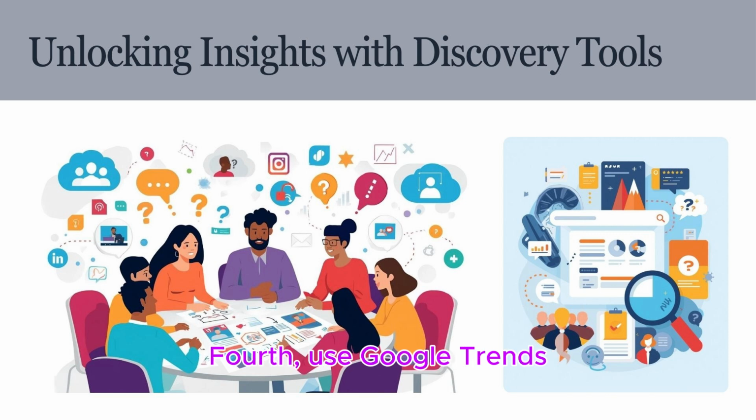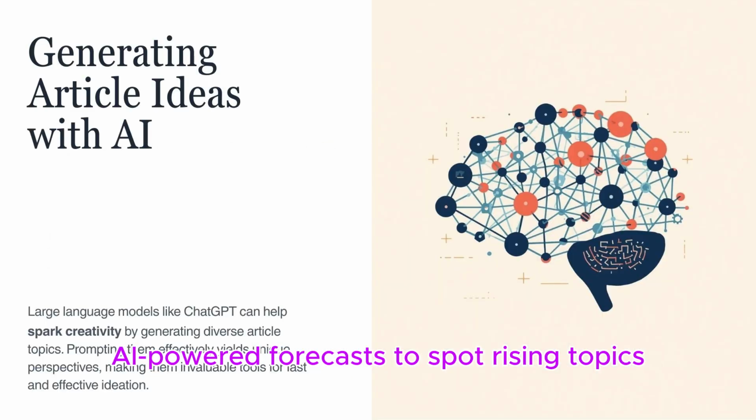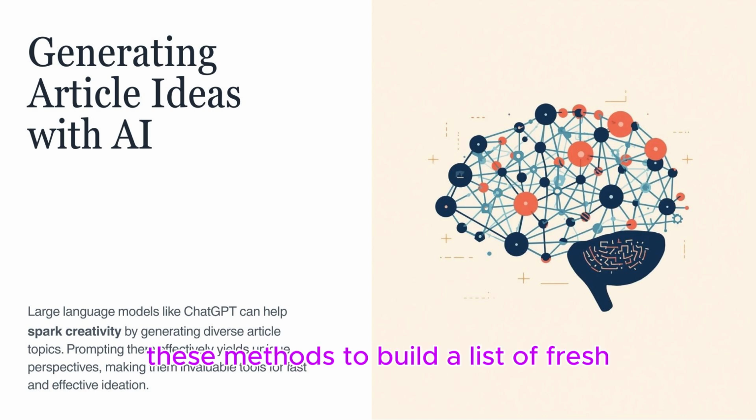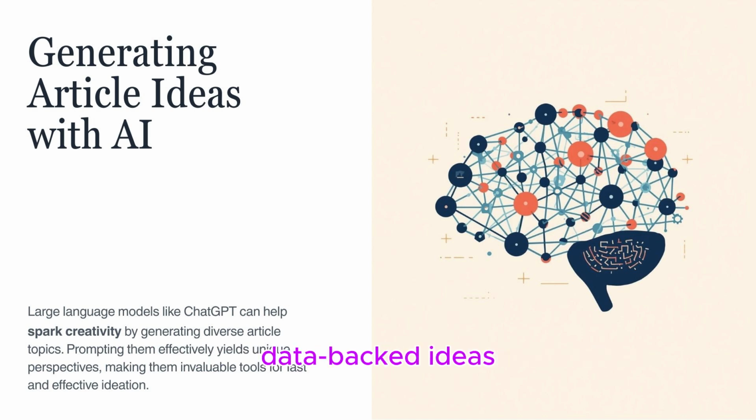Fourth, use Google Trends AI powered forecasts to spot rising topics. Combine these methods to build a list of fresh, data backed ideas.